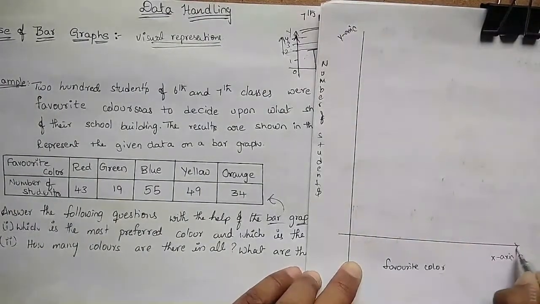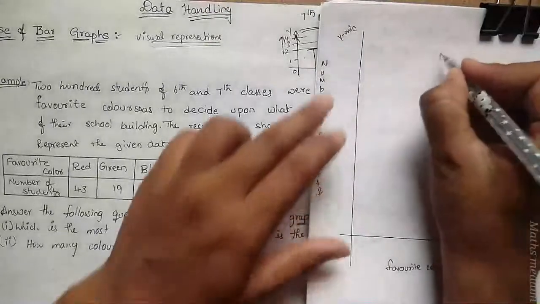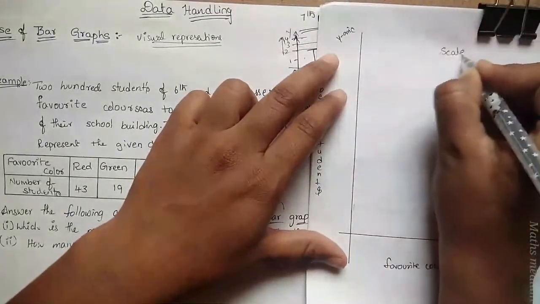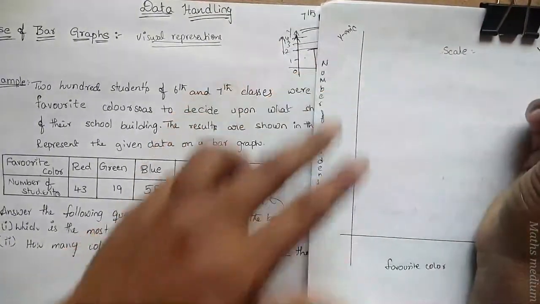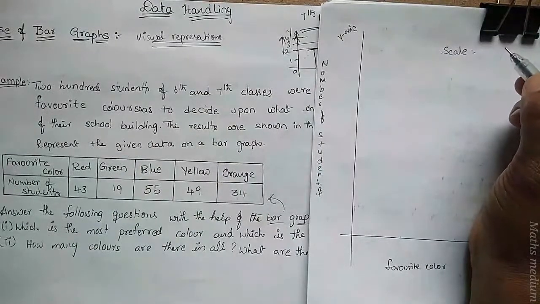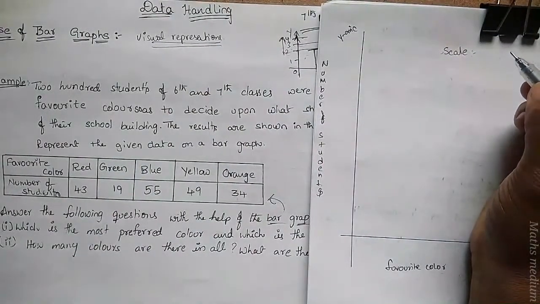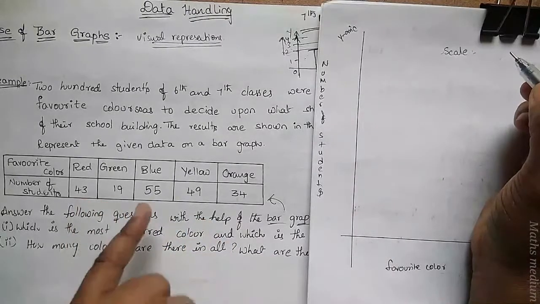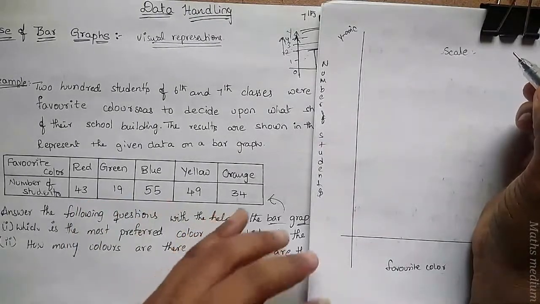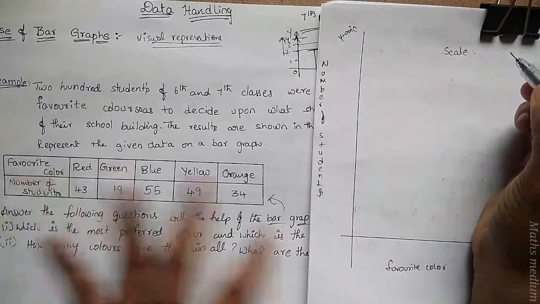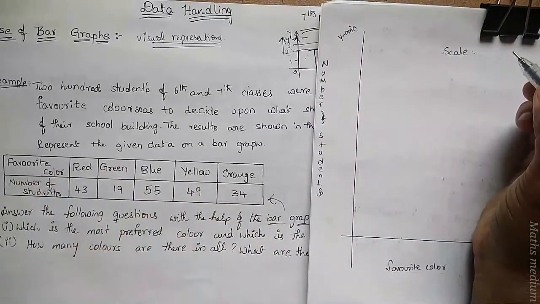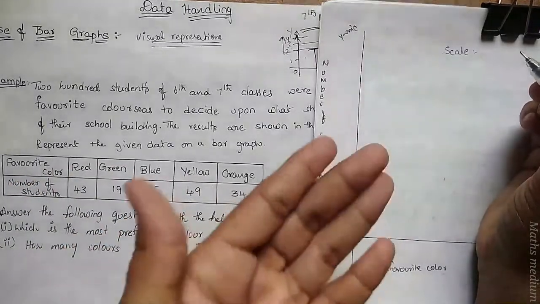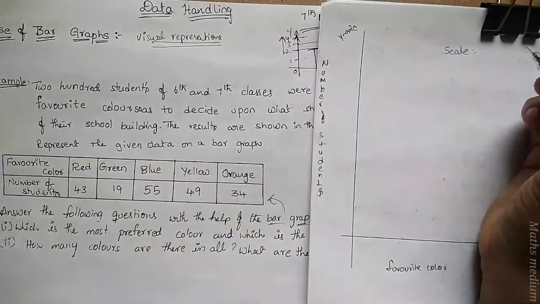So now we have to take a scale, because scale is much more important for bar graphs, because we are taking all the matter through the given data. So the scale is much more important. See here, we have 43, 19, 55, 49, 34. So the maximum amount is 55, near to 60. It is easier to mention in the chart or a bar graph.